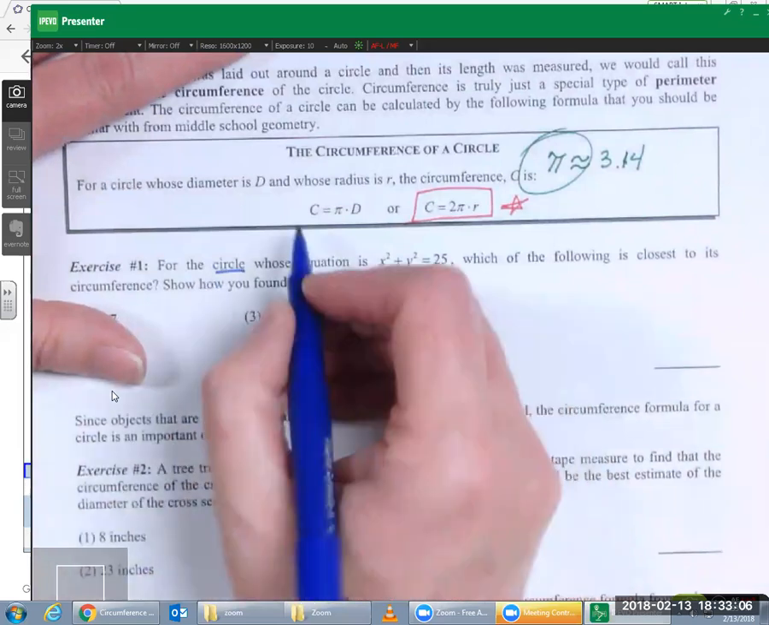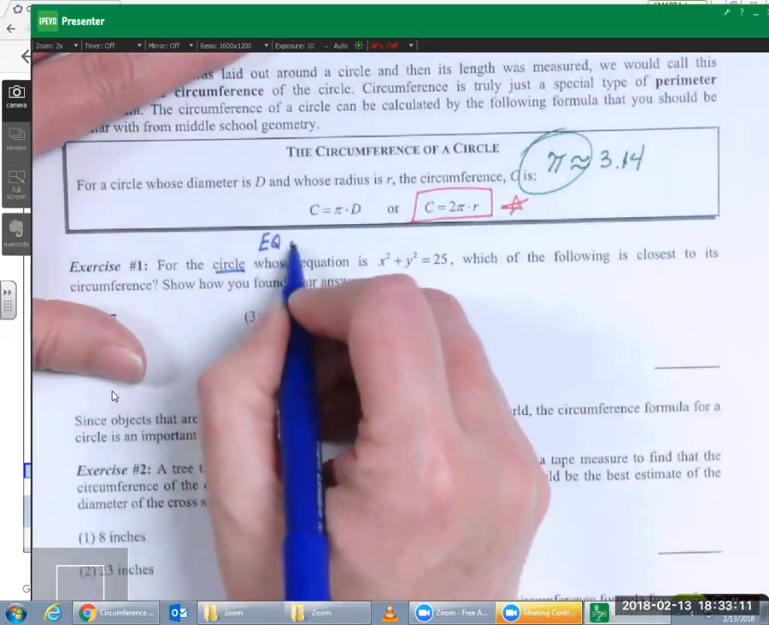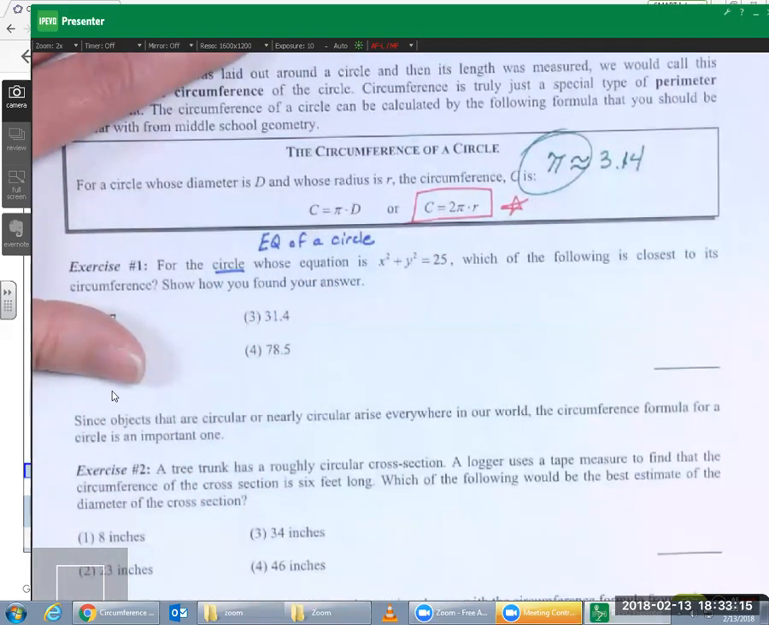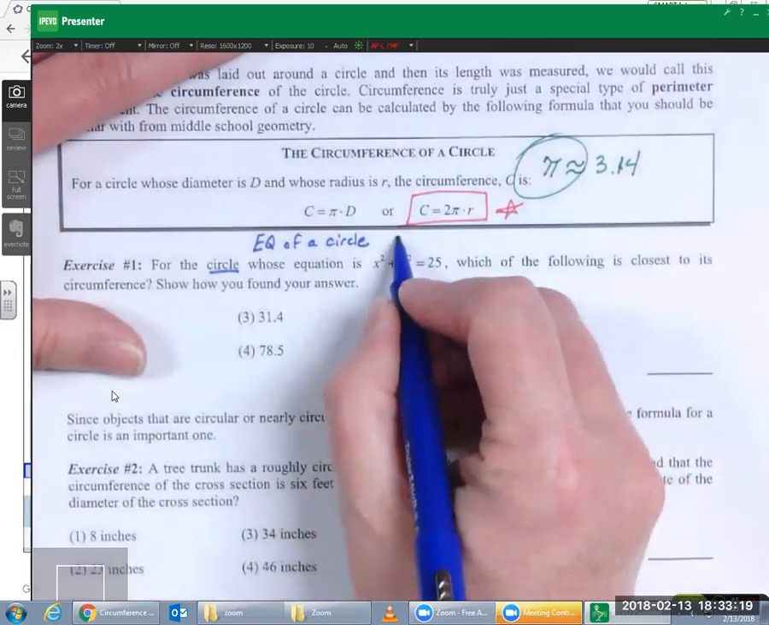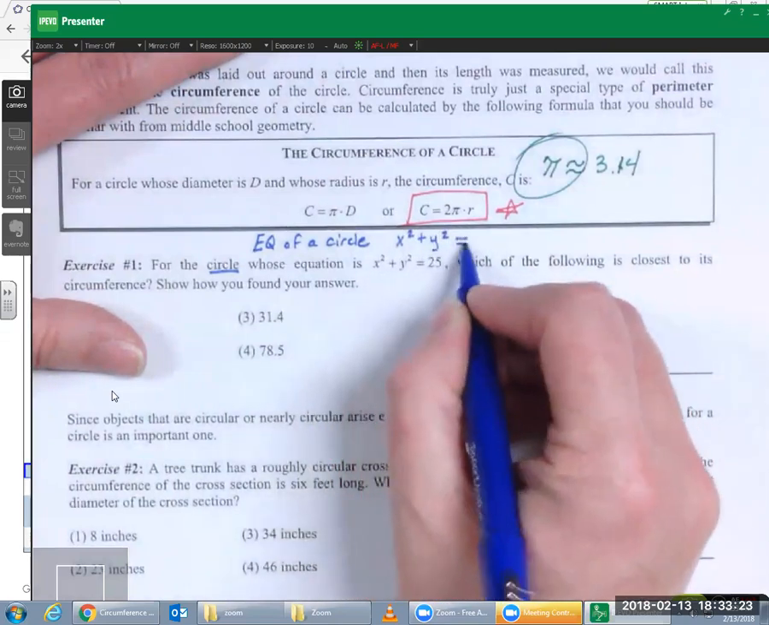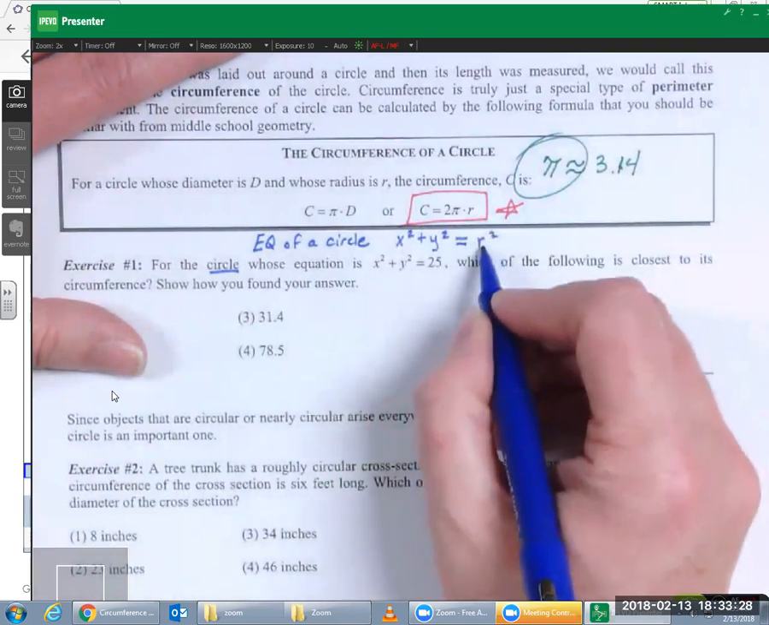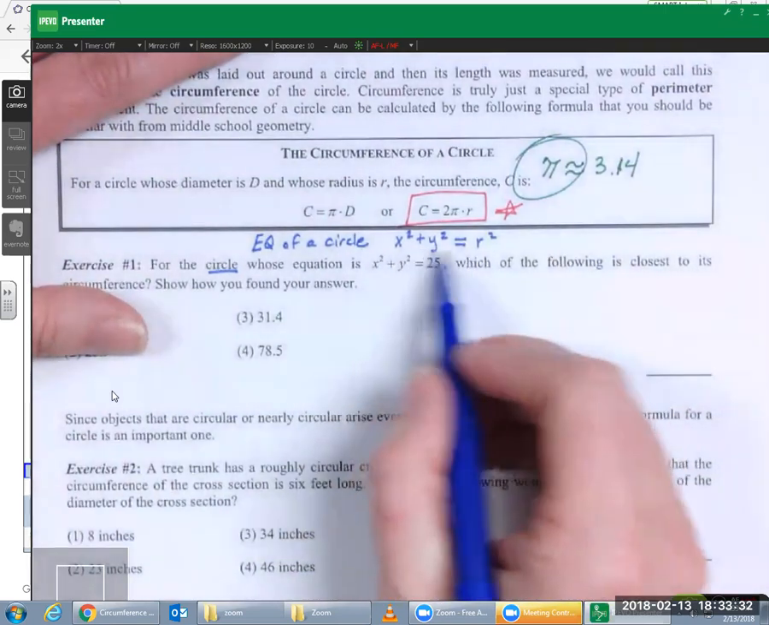So what you need to know is that for the equation of a circle, if the center is at the origin on a graph, the equation of the circle will always take this form. It's going to be x squared plus y squared, but it is equal to the radius of the circle squared. So that's going to be r squared. Remember, r is the radius of the circle. And we'll study more about this a little later.